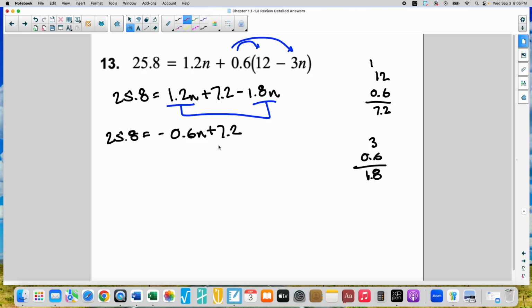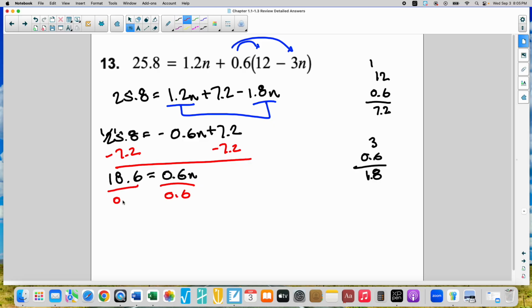Let's get rid of the things being added and subtracted. We can subtract the smaller from the larger. That gives us 6. That's 7, so I got to borrow. And that's 8, and bring down the 1. I have more positives than negatives, so my answer is positive, 0.6n. Now let's divide by 0.6.